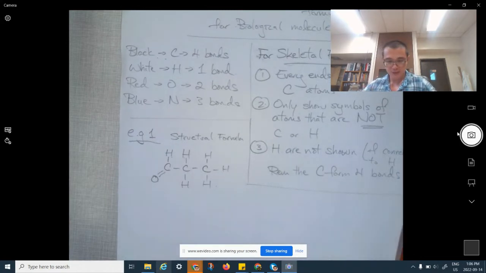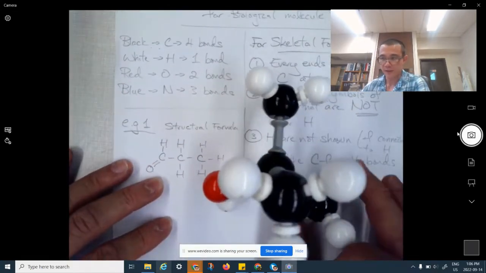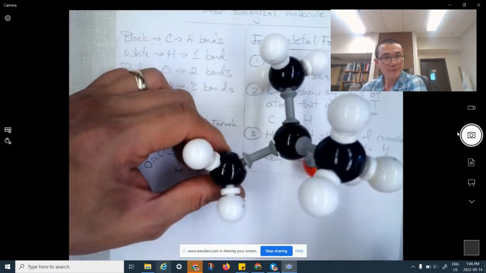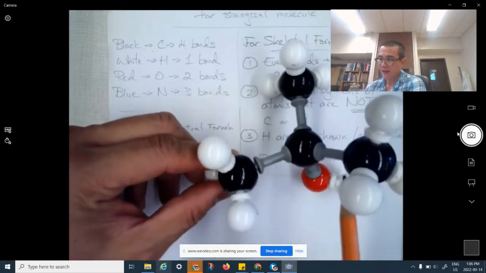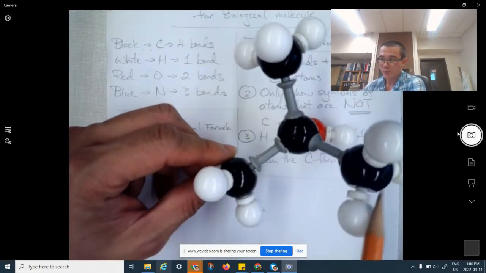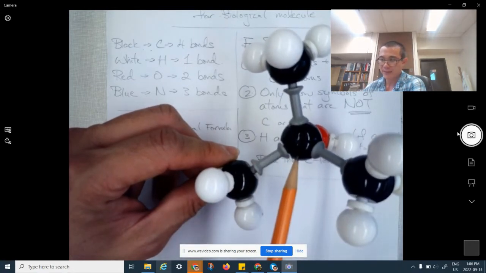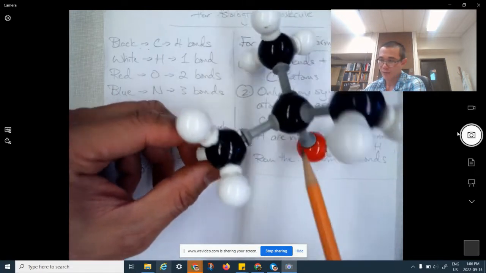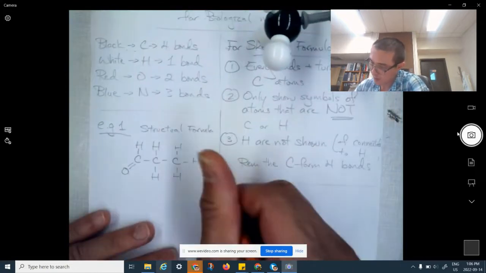Okay, so here's another example of the structural formula. Now, for this one, this is a little bit of a funny shape. My longest carbon chain is 1, 2, and 3, but it's like a T shape, right? This carbon is connected to 3 carbons and then 1 oxygen. So it's like a T shape. So let's draw that out.